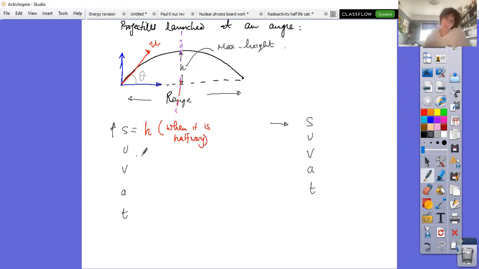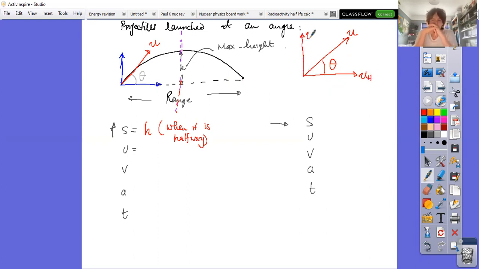What's the initial velocity vertically? What would you say using what's here on the board? The initial velocity vertically. So now you're going to have to resolve this speed, or this u. So if that's theta to the horizontal, if this is u, what component is acting horizontally and what component would be acting vertically?